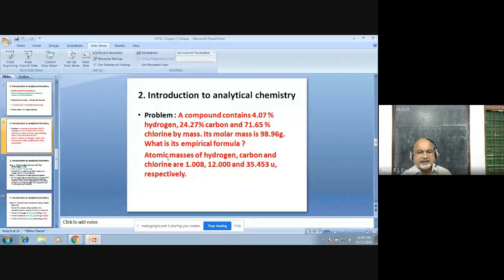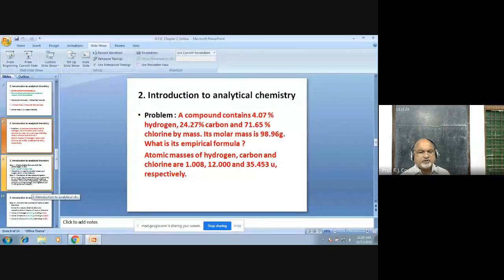Now, given data is atomic mass of hydrogen, which we always consider as 1, is actually 1.008. The atomic mass of carbon, which you always consider as 12, is 12.000. And the atomic mass of chlorine, which you consider as 35 or 35.50, is actually 35.453 respectively. Fine, this is the given data.